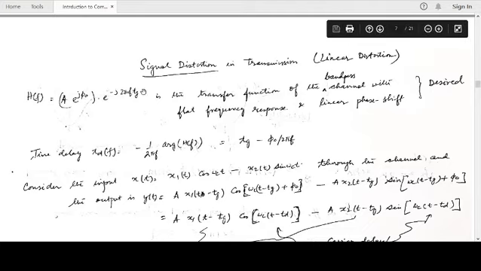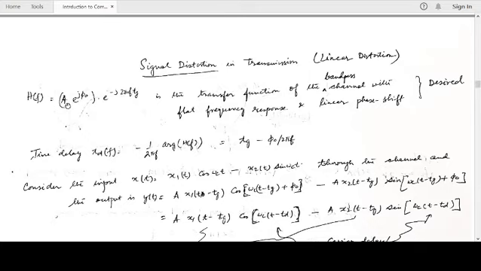Okay, coming back to linear distortion, let's first understand it. We have H(f) = A e^(j phi naught) e^(-j 2 pi f tg). We'll see what tg is. This is a function of frequency. The amplitude is constant, so it's a flat frequency response.